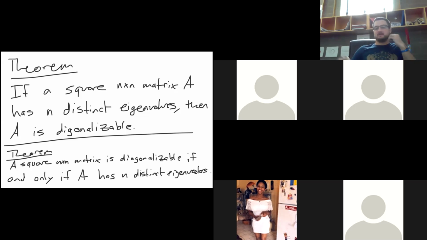N distinct eigenvectors. So these two theorems, this first one, where I'm putting this blue star, is usually what we look for, right? If I can say that I have n distinct eigenvalues, then I know I can diagonalize it, and it's worth investigating and finding that diagonal matrix D and the matrix P. However, that's not always going to be the case, because there are some matrices that are diagonalizable but don't have n distinct eigenvalues. So it's a good way, what we call a sufficient condition.